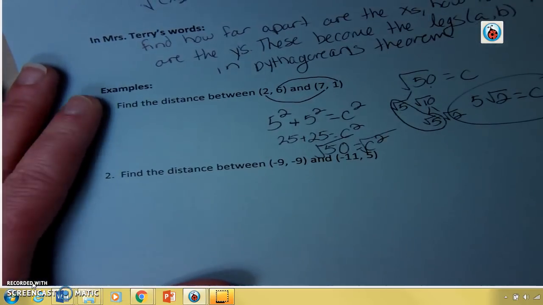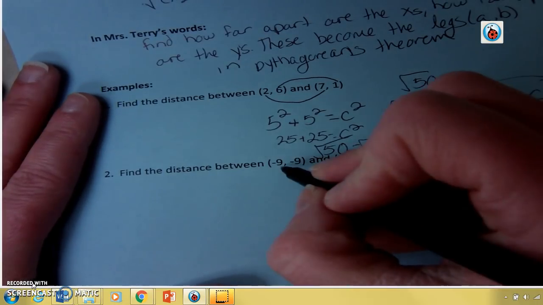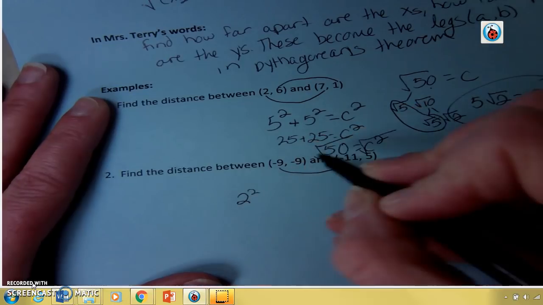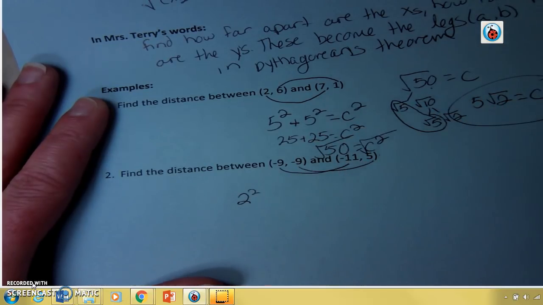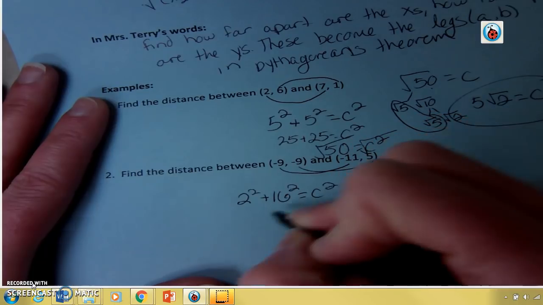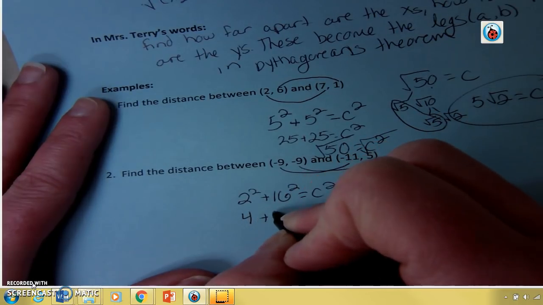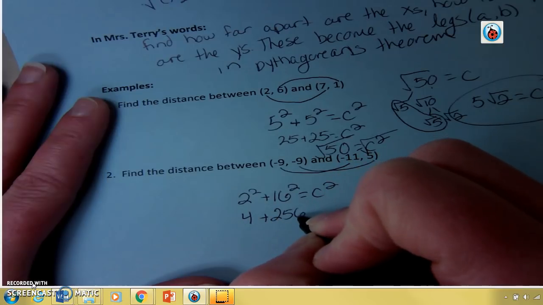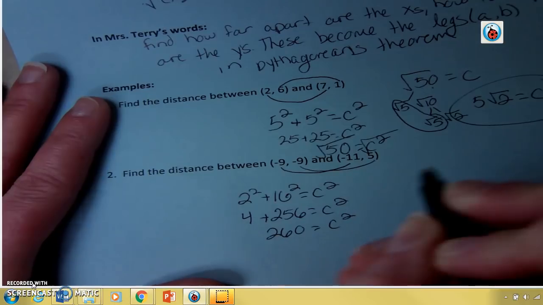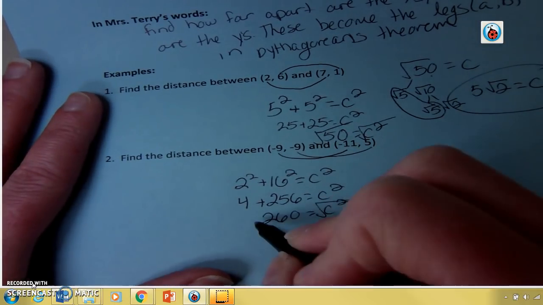All right, our next one: how far apart are these? How far apart is -9 and -11? It's 2 apart. -9 and 5 is going to be 16 apart. So I have 2 squared plus 16 squared, which is 4 plus 256 equals c squared. That's 260 equals c squared. Square root it.